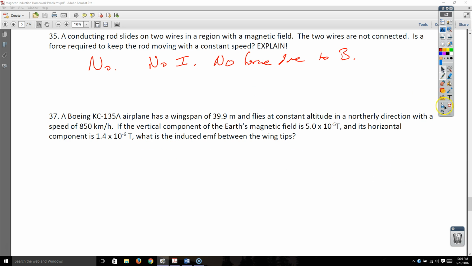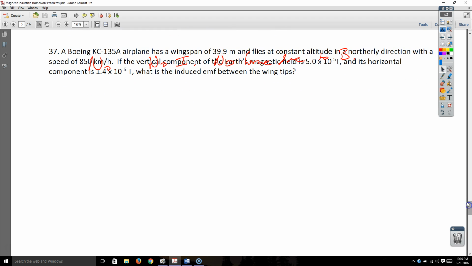The next one that we have here is number 37. I have a Boeing KC-135.